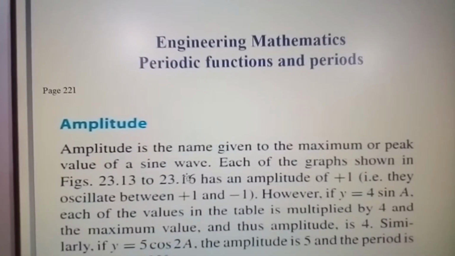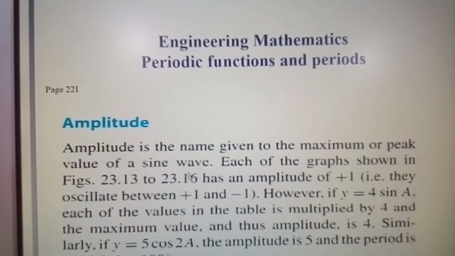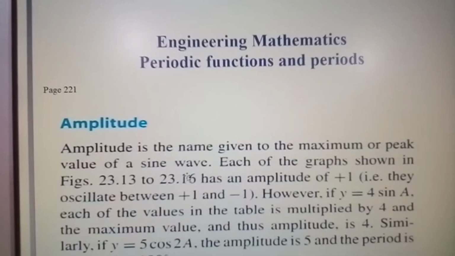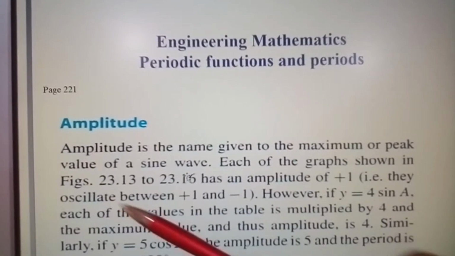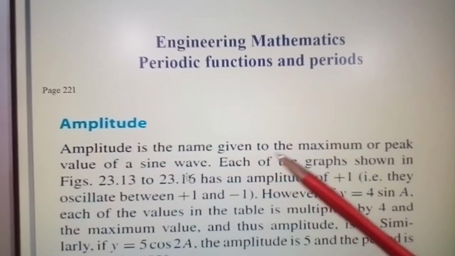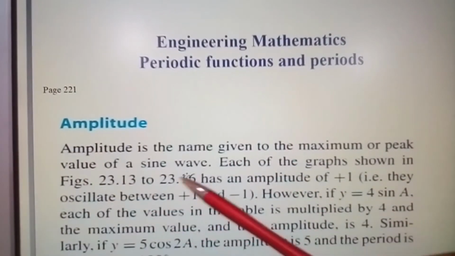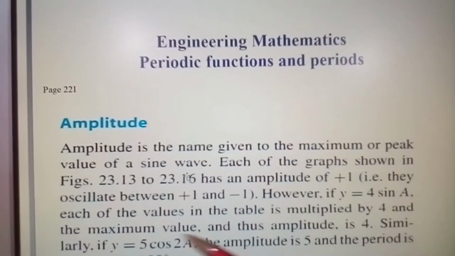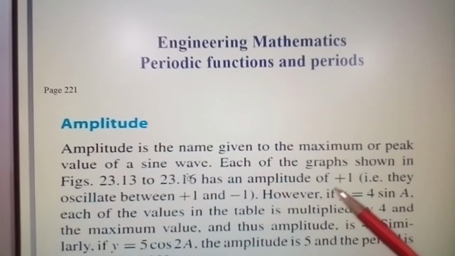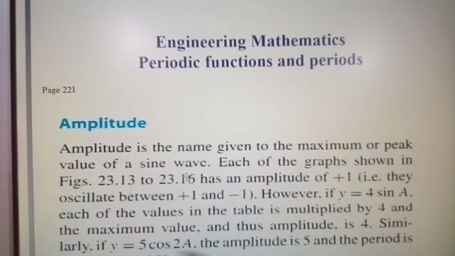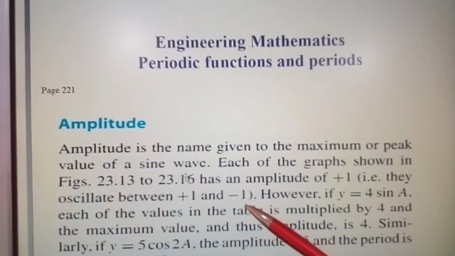What I want to look at is engineering mathematics in regards to the periodic function and periods. Now this refers to the periodic cycle of a sinusoidal AC waveform. Now amplitude is the name given to the maximum or peak value of a sine wave. Each of the graphs shown in figures 23.13 to 23.16 has an amplitude of +1, i.e. they oscillate between +1 and -1.